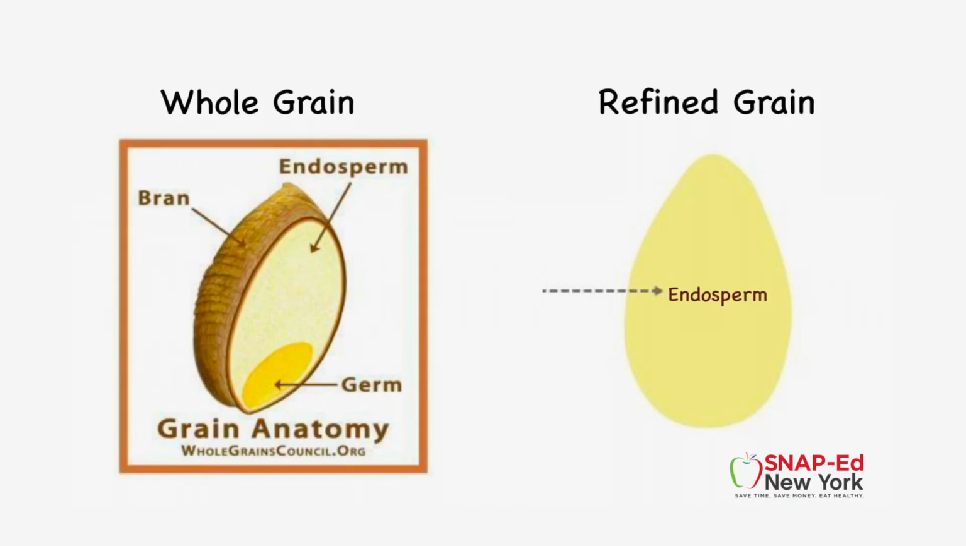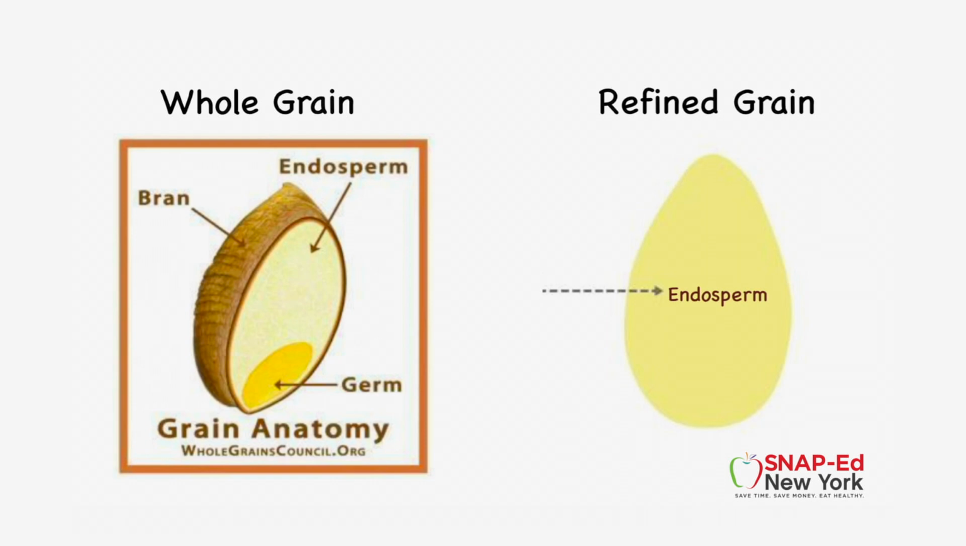Grains are anything made from cereal crops. Cereal crops include wheat, rice, oats, cornmeal, and barley. There are two subgroups to the grain category. The groups are whole grains and refined grains.